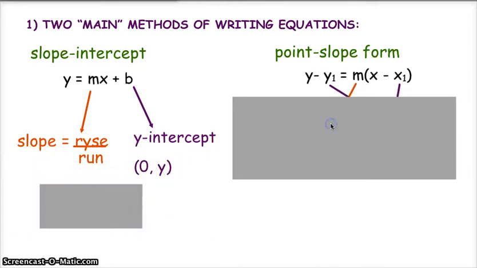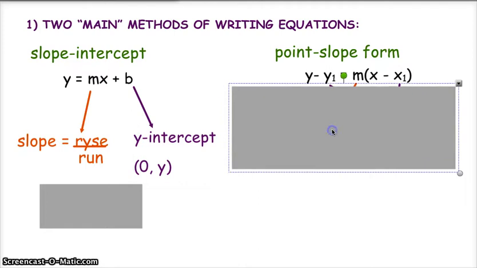Point-slope form is, I think, a little bit more confusing to look at, but in the long run, it's my preferred method as the problems get harder. It's y minus y1 equals m times x minus x1.